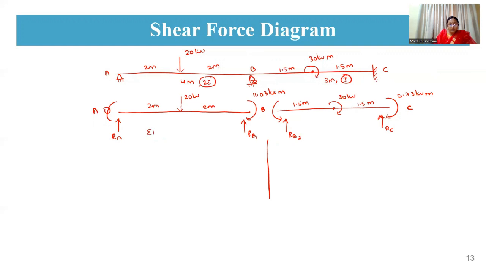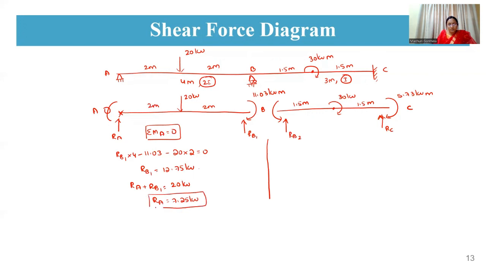So here you can say moment about A will be equal to 0 since it is a hinge support. Okay. So now we are going to write moment about this point. So that means RB1 into 4 minus 11.03 minus 20 into 2 will be equal to 0. Therefore, RB1 will be equal to 12.75 kilonewton. Whereas RA plus RB1 will be equal to total the external load, that is 20 kilonewton. Therefore, RA will be equal to 7.25 kilonewton. So this is your RA and this is your RB1.